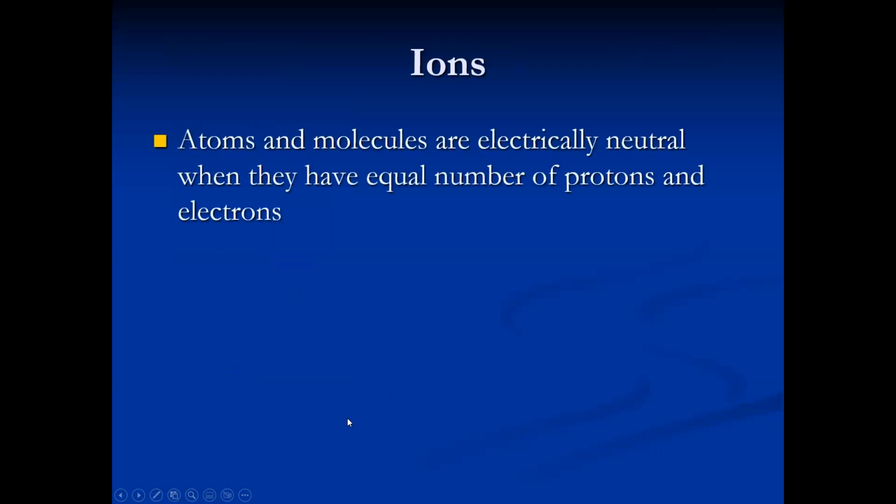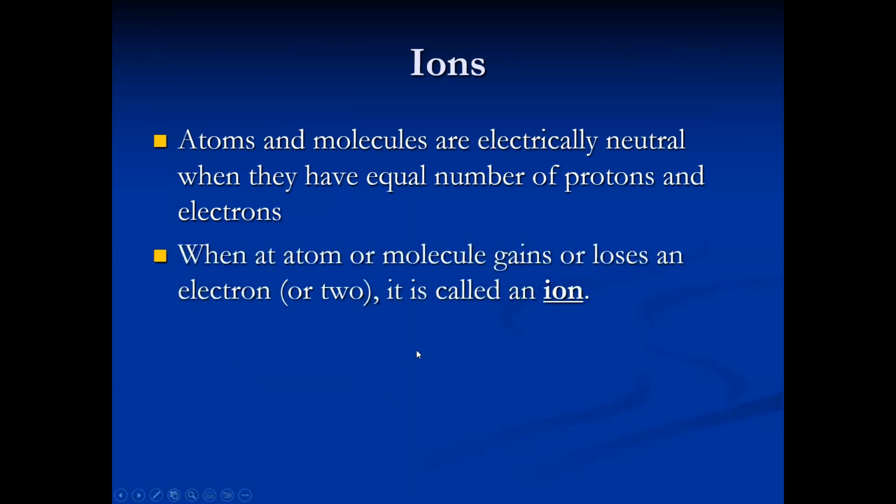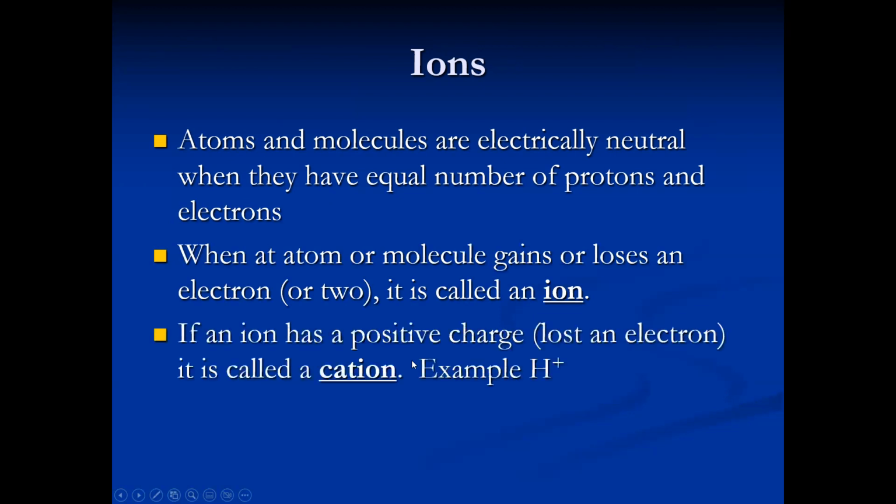Okay, what is an ion? Atoms and molecules are electrically neutral and they have an equal number of protons and electrons, and that's how they are sitting on the periodic table for the most part. When an atom or molecule gains or loses an electron or 2, it's called an ion. So if it gives up 1 or picks up 1, it becomes an ion. If an ion has a positive charge, which means it's lost an electron, it's called a cation. So remember, if you lose your negativity, you become positive.